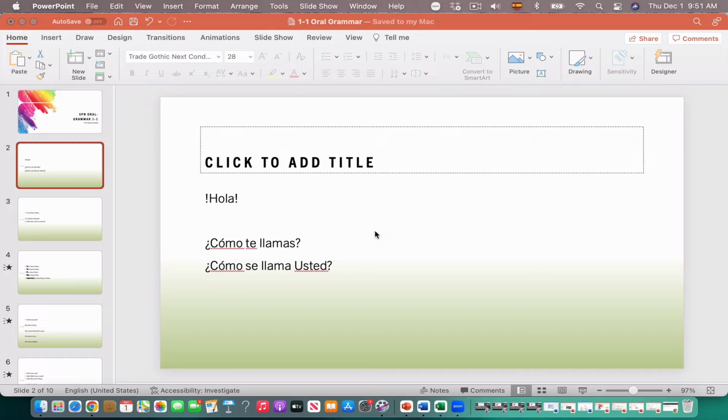But if you, for example, are in business and you're doing something with someone who you want to express respect or you want to have a formal relationship, you want to use ¿Cómo se llama usted? Okay.